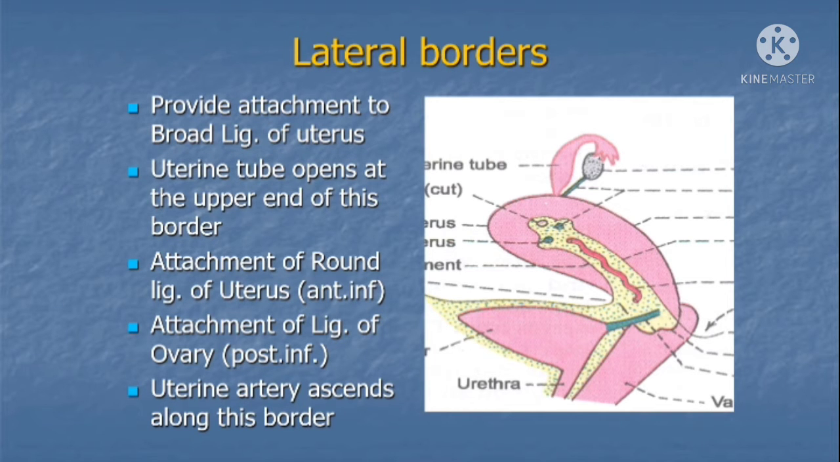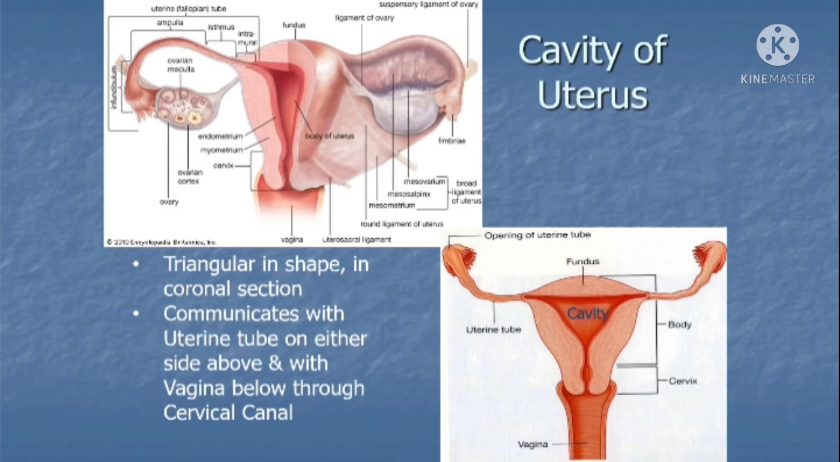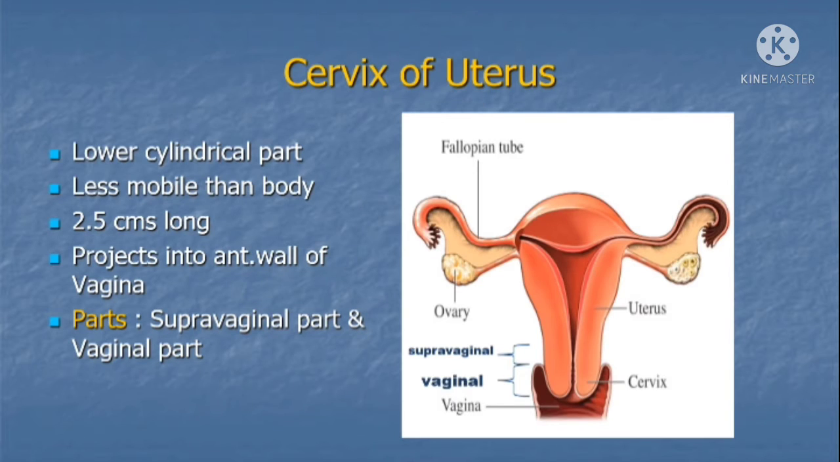Coming to the lateral borders, it provides attachment to the broad ligament of the uterus. The uterine tube opens at the upper end. The round ligament of the uterus and ligament of ovary attach at the cornua. The uterine artery ascends in the lateral border. The cavity of the uterus is triangular in shape in coronal section. It communicates with the uterine tube in the upper part and the vagina with the lower end.